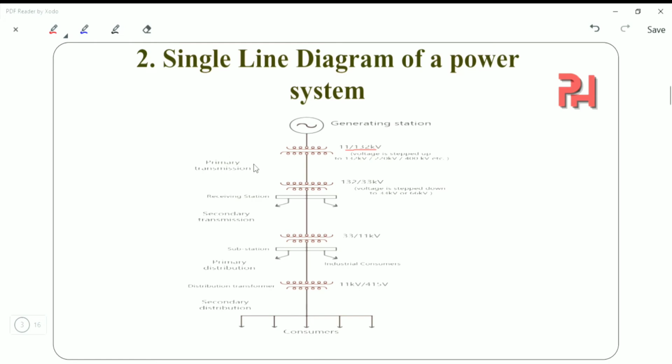The electric power at 132 kilovolt is transmitted by a three-phase, three-wire overhead system to the outskirts of the city. As I told you before, this forms the primary transmission, which happens at 132 kilovolt, that is the stepped up voltage. Now this primary transmission line will terminate at the receiving station, which usually lies in the outskirts of the city. At the receiving station, the voltage is reduced to 33 kilovolt by step down transformers.